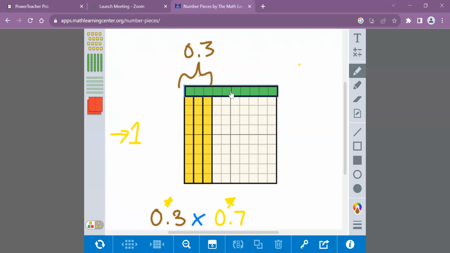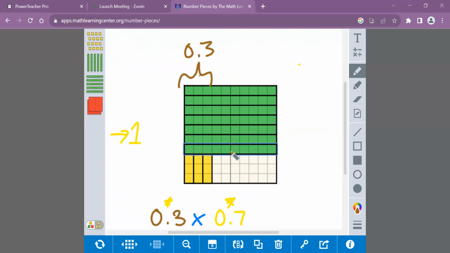So I'm going to go 1, 2, 3, 4, 5, 6, 7, right? So there's 7/10 going this way. 7/10. And now, to find out what I really get out of this, I'm looking at where these cross.